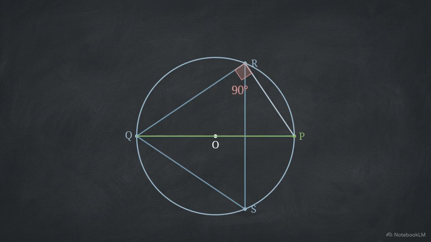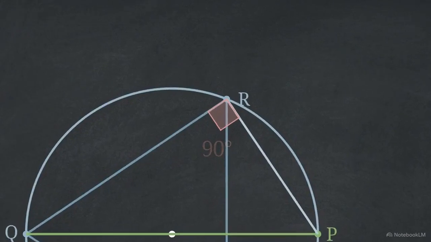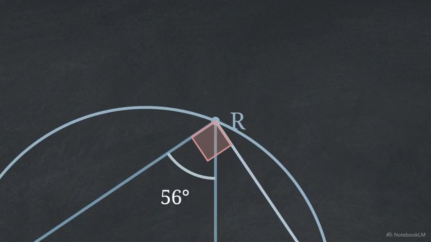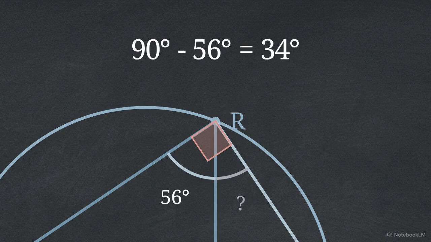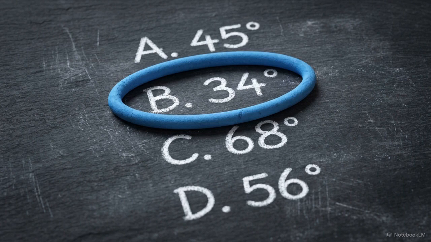Take a closer look at point R. The 90-degree angle is composed of 2 adjacent parts, the 56-degree angle from our triangle and angle PRS. To find that final piece, we take the total 90-degree angle and subtract the 56-degree portion we already know. 90 minus 56 gives us 34. Angle PRS is 34 degrees. Comparing this to our original options, we see that option B is 34 degrees. That is our correct answer.